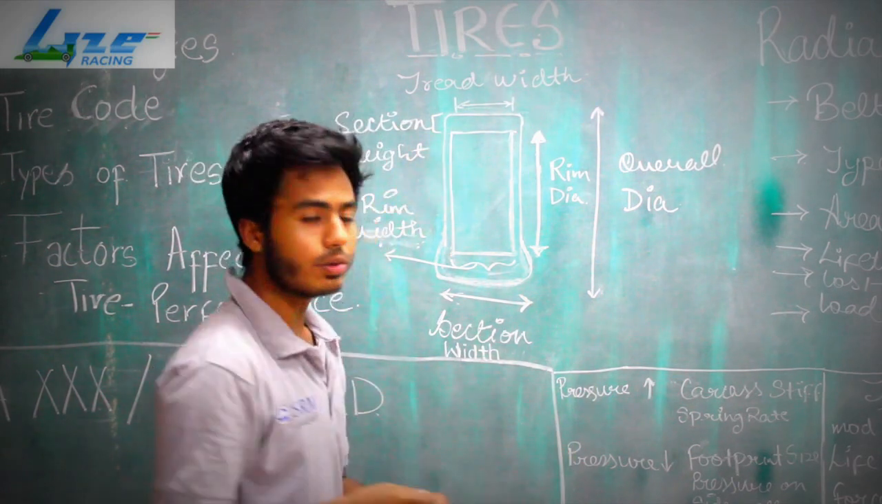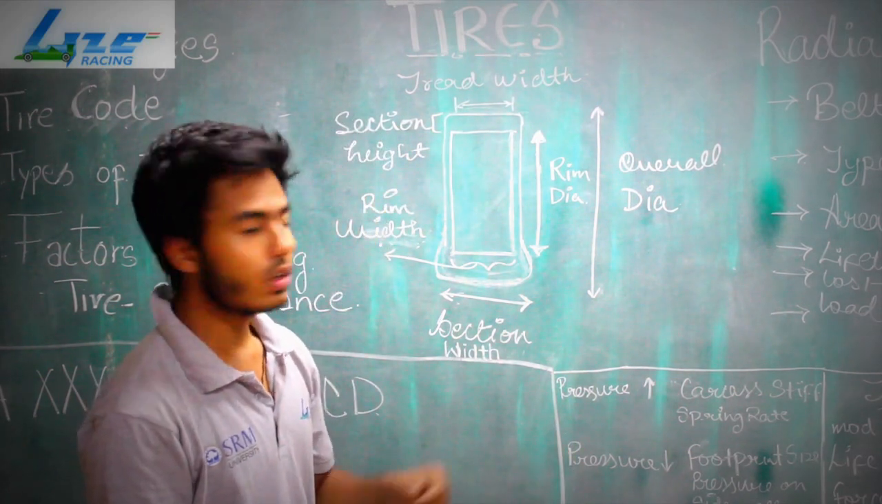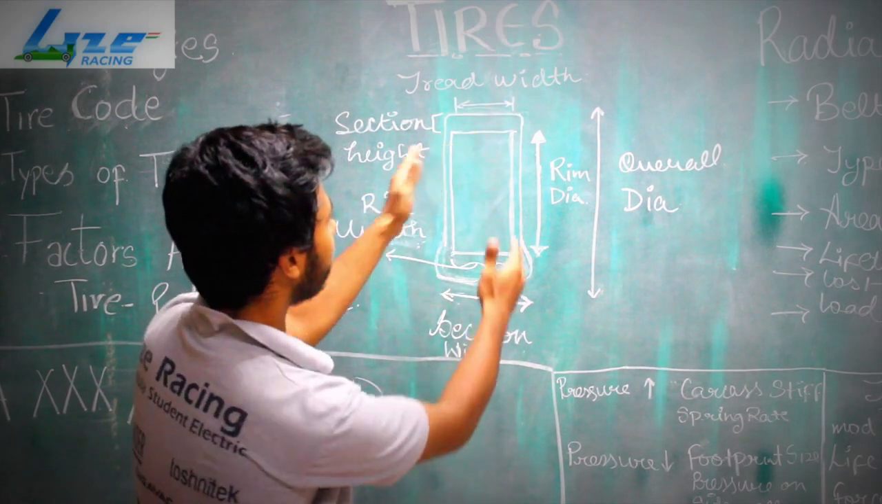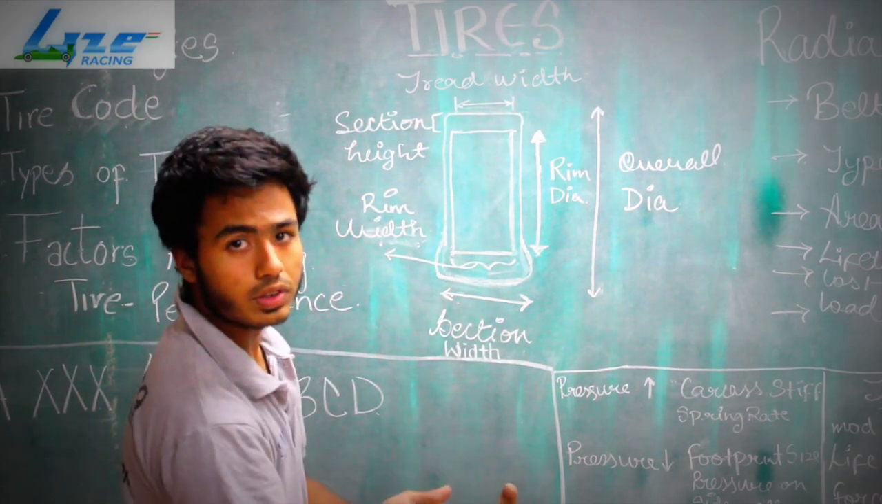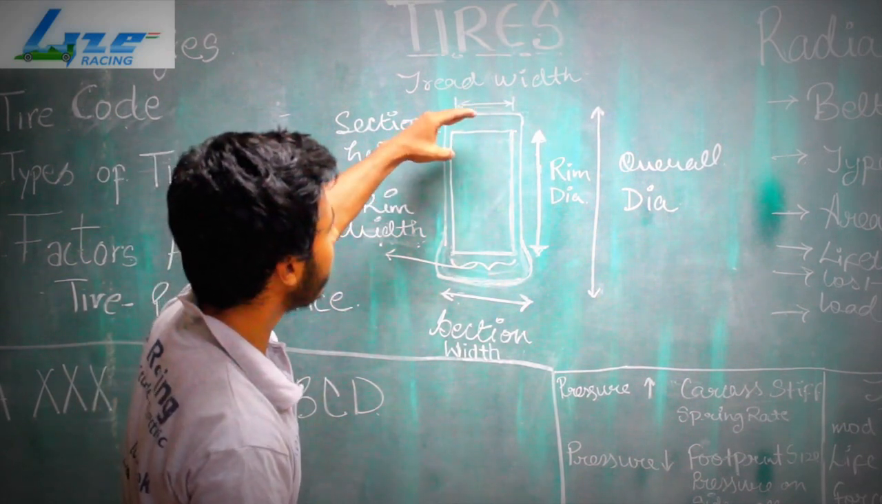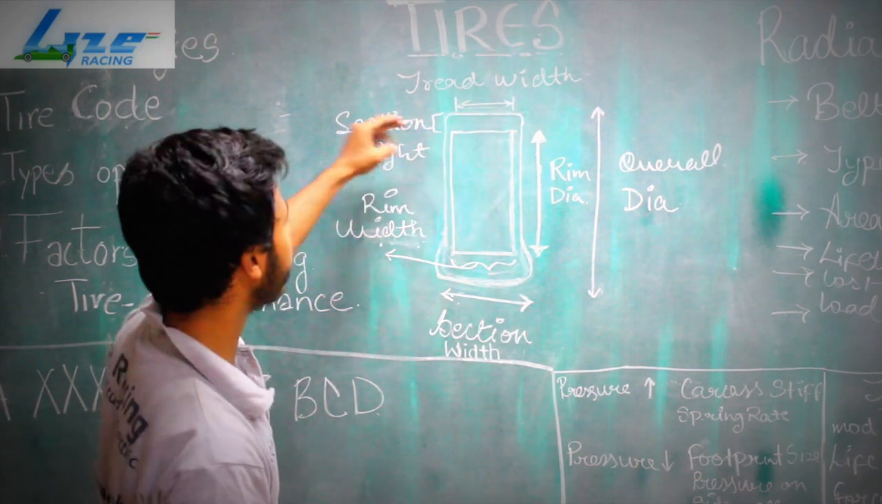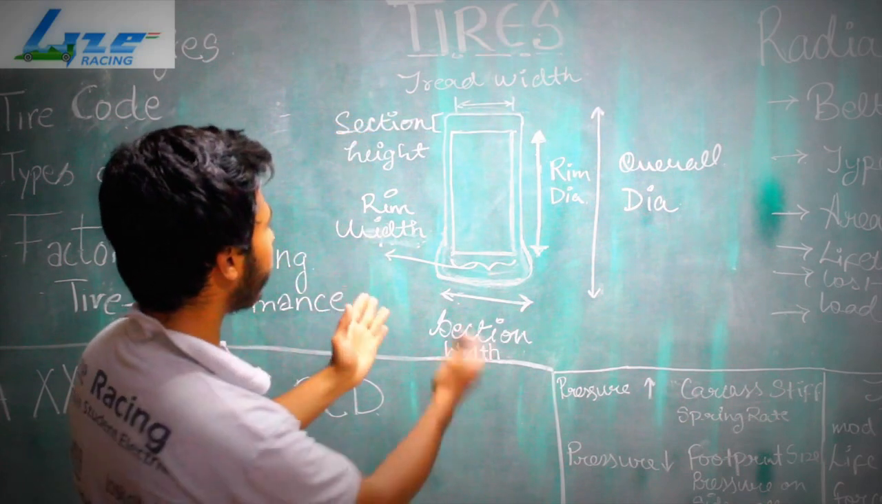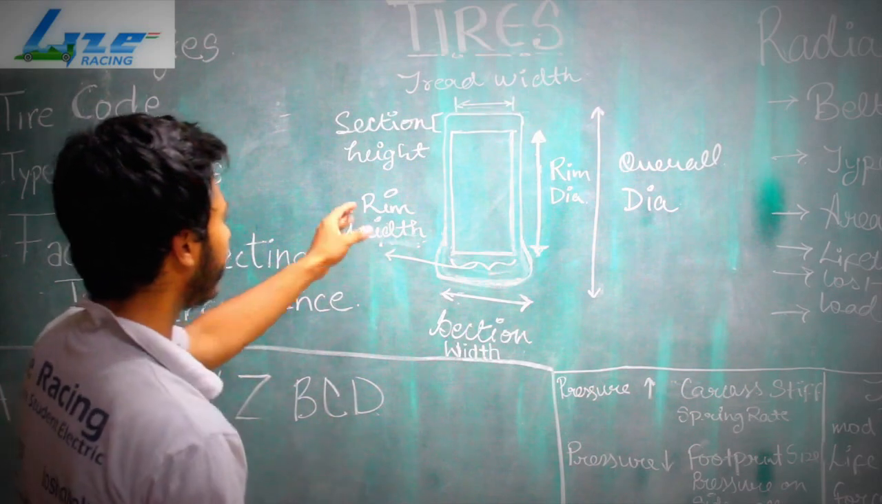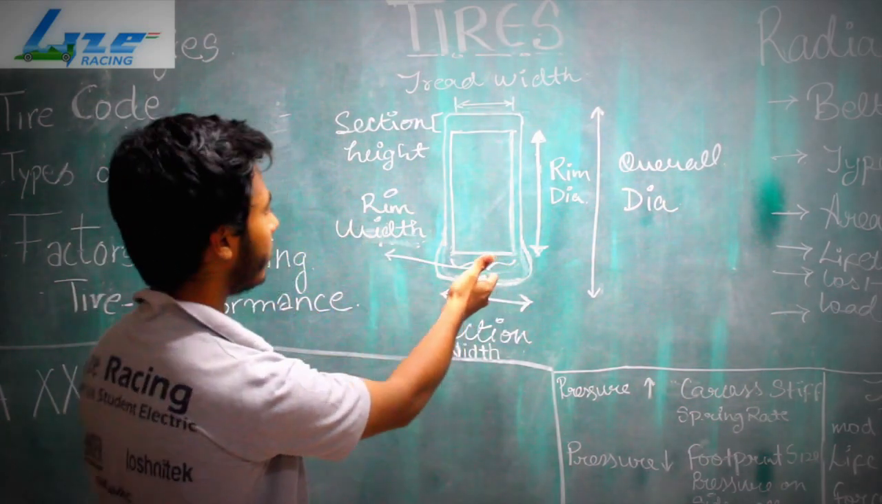Now, the pattern that you see on a tire is known as treads. So there's a difference between the section width and the tread width. The area that a tread covers on a tire is known as tread width. Now the distance between the top part of the tire and the rim is known as section height. You can compare it like this: section width and the section height. This part. Now the rim width, the width of the rim, so no need to explain.